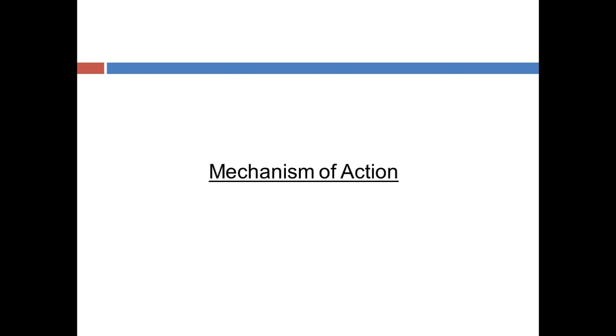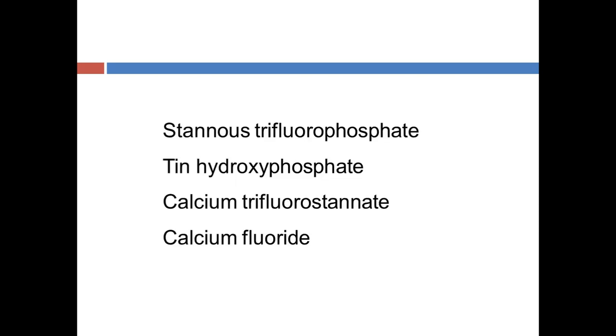And this stannous trifluorophosphate and other end products will also be formed along with it. They are the tin hydroxyphosphate, then calcium trifluorostanate and calcium fluoride. These are the things that will be formed. So the end products formed due to reaction of stannous chloride with hydroxyapatite are stannous trifluorophosphate, tin hydroxyphosphate, calcium trifluorostanate and then calcium fluoride.